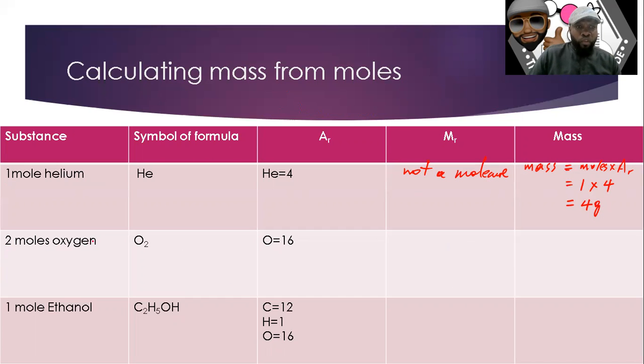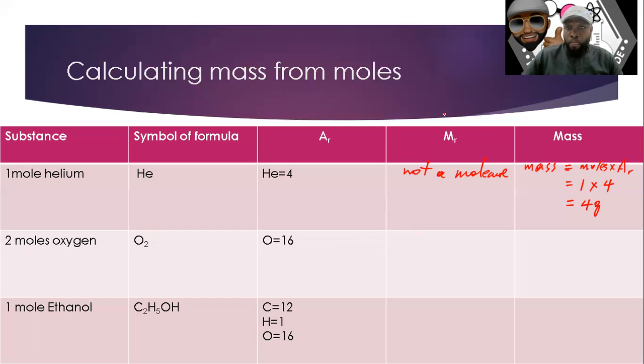Now, 2 moles of oxygen. Now look at this. 2 moles of oxygen, okay, oxygen there is a molecule. So 2 moles of oxygen molecules. Now, the AR value of an oxygen atom is 16. But we're asked to find out the mass of 2 moles of oxygen molecules. So this is what we do. 1 mole of oxygen molecule consists of 2 atoms.